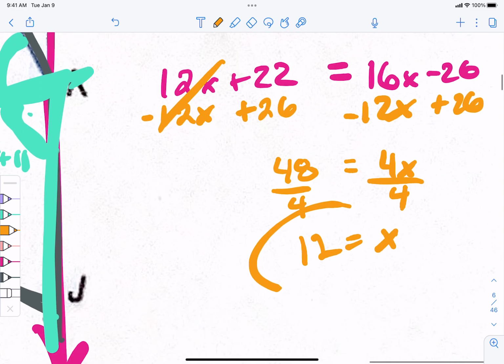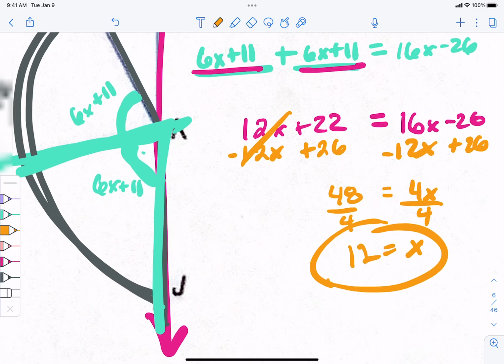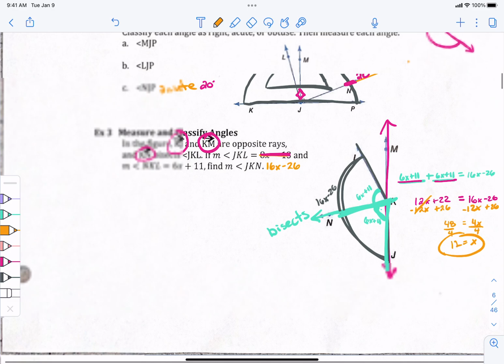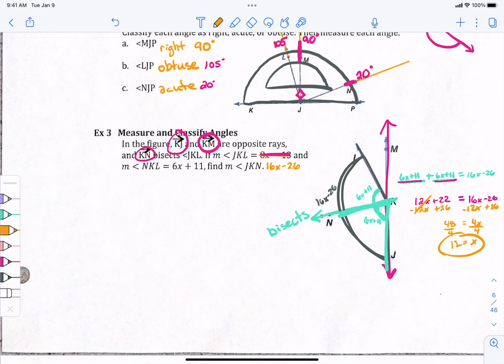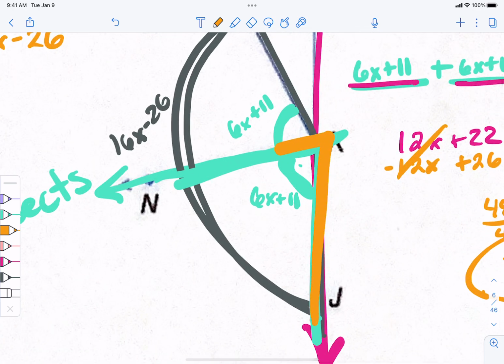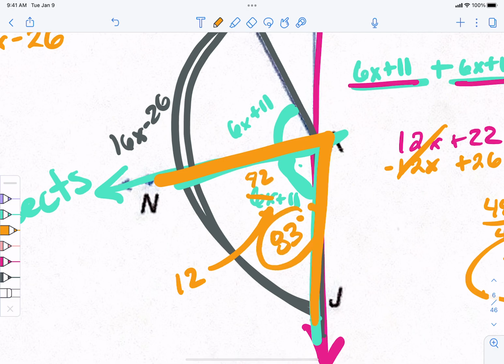Okay, but that's not what they want. What do they want to know again? They want to know, find JKN. So then you have to plug 12 in for x. What is 6 times 12? 72. Plus 11. 83 degrees is what that guy is.